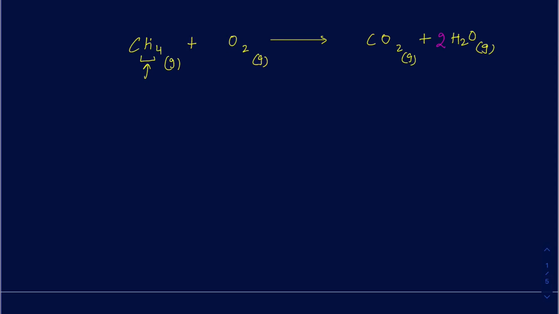Now let's focus on the carbons. How many carbons do you have on the reactant side? I got 1 carbon here. Okay, and I got 1 carbon on the product side. So your carbons are already balanced, so you don't have to worry about balancing the carbons. And remember, I said leave the element that's by itself, whether it's on the reactant side or on the product side, until the end to balance it.